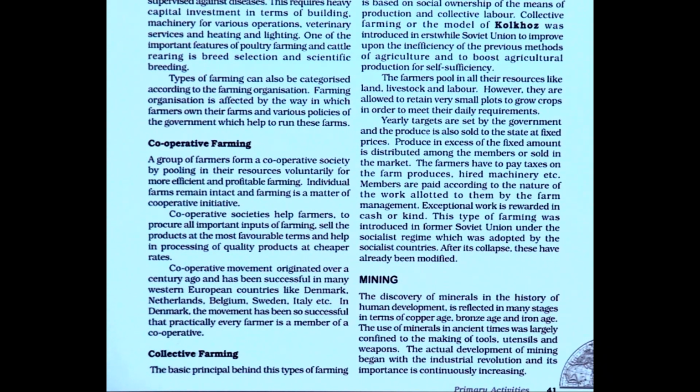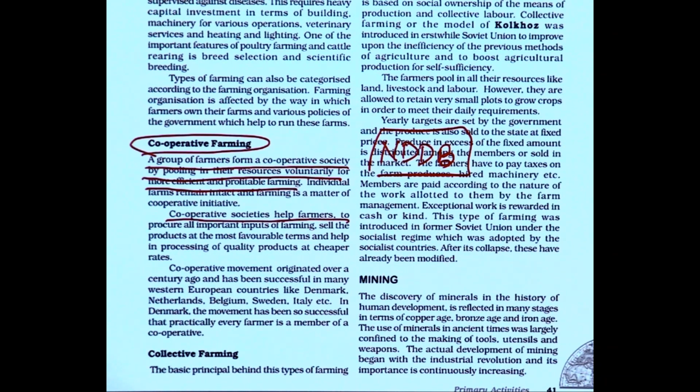NCERT also mentions, though it is now not that prominent, cooperative farming. That is, a group of farmers forms a cooperative society by pooling in their resources voluntarily for efficient farming. Like we have got NDDB, Operation Flood, a successful dairy cooperative. The cooperative societies help farmers to produce all important inputs of farming and sell the produce on most favorable terms. So it essentially helps the poor farmers or landless laborers.